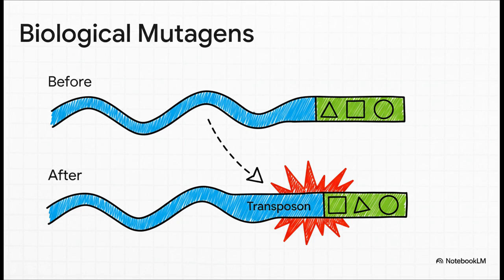And finally, we have these fascinating biological agents of chaos. Transposons, or jumping genes, are segments of DNA that can cut themselves out of one spot in the genome and paste themselves into another. When a transposon decides to land right in the middle of a perfectly good gene, it causes what we call insertional mutagenesis. This massive chunk of new DNA almost always completely destroys the gene's function.